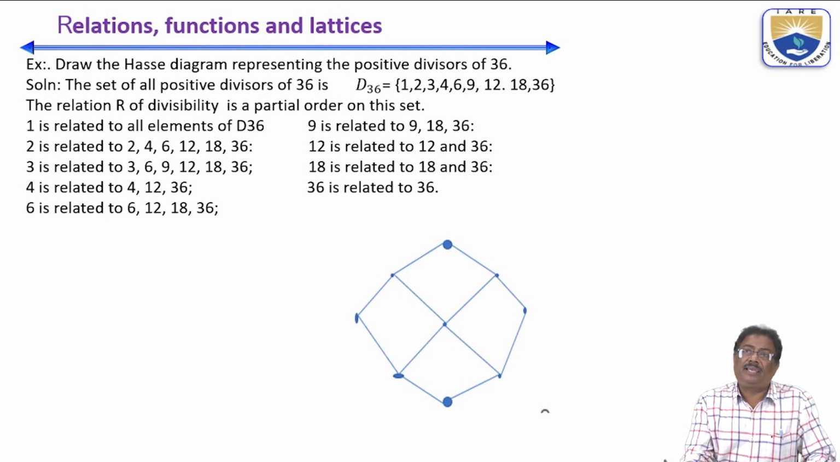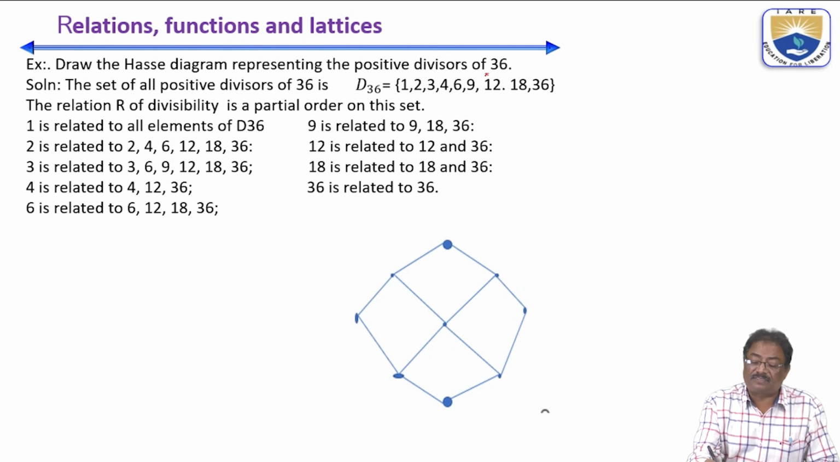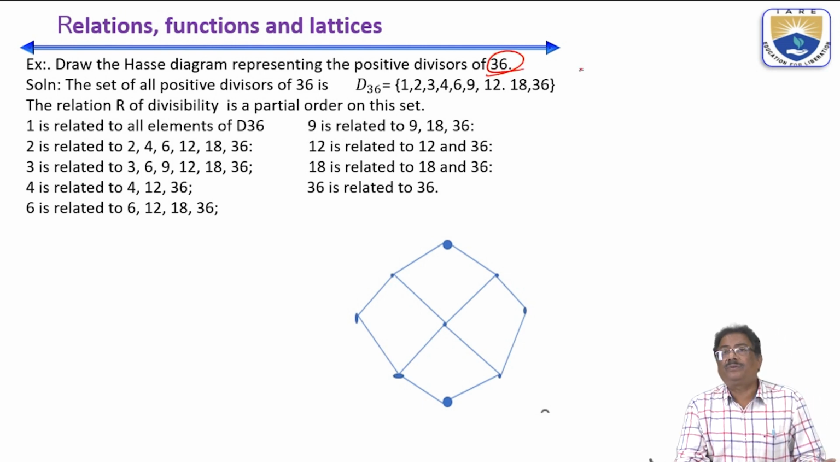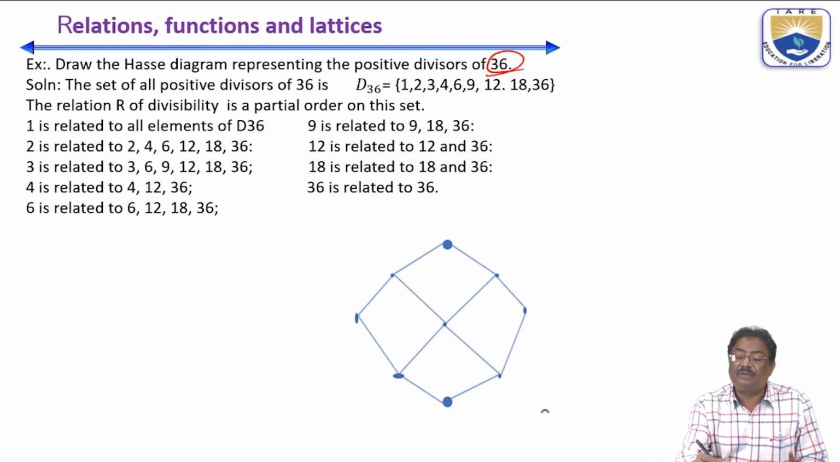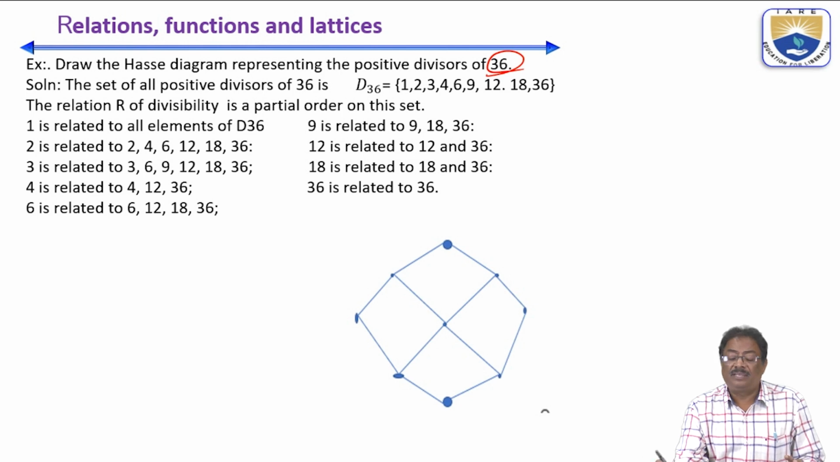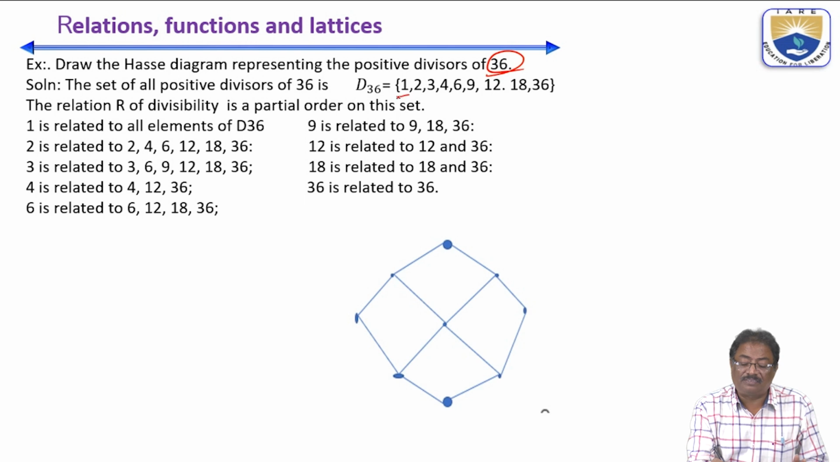Now here another one is possible: positive divisors of 36. We are going to write the Hasse diagram for this. So positive divisors of 36 means we are going to consider the integers which divide 36. So 1 divides 36. So I am going to write the set D.